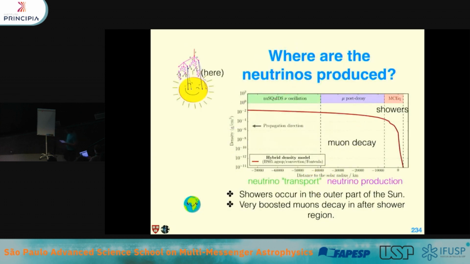So how are these neutrinos produced? Essentially, what happens is cosmic rays hit the solar atmosphere. This is the density of the sun as a function of the radius to the solar center. They start mostly interacting in this outer layer, and then there is a long, very rarefied space where the muons that are producing these pp interactions, followed by pion and then decay. And then once these muons decay, the neutrinos go into the sun.